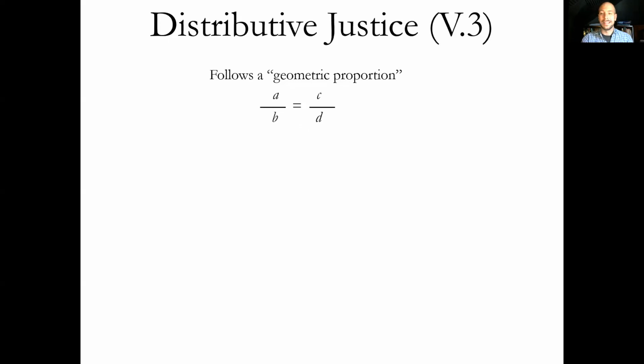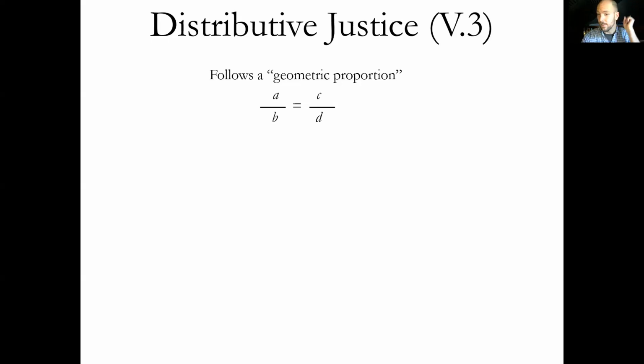A geometric proportion is something like this: A over B equals C over D. A is to B as C is to D, right? So 1 over 2 equals 2 over 4. That's a geometric proportion. Aristotle, when it comes to justice, is obviously not interested in math, right? And so what are the A and the C and the B and the D? What are those going to refer to? What do we fill in there?